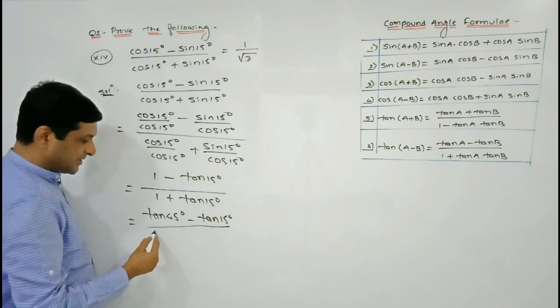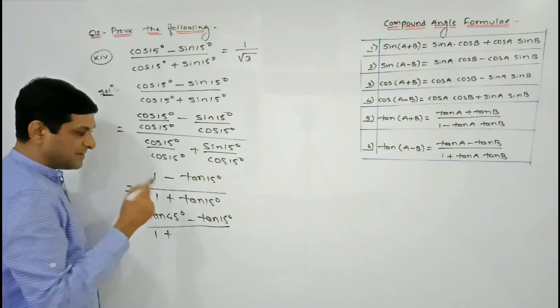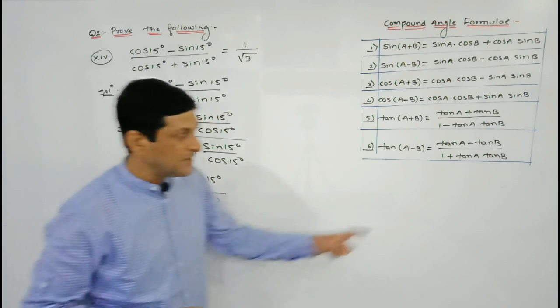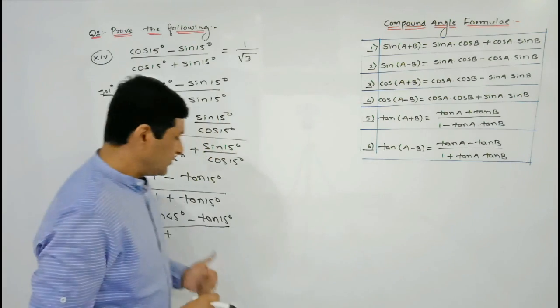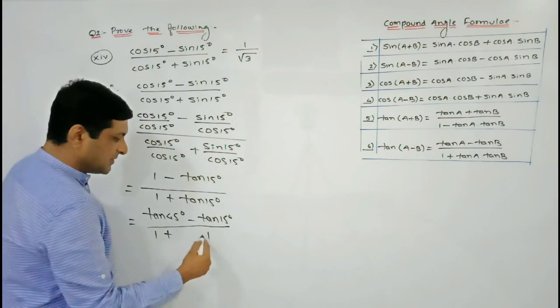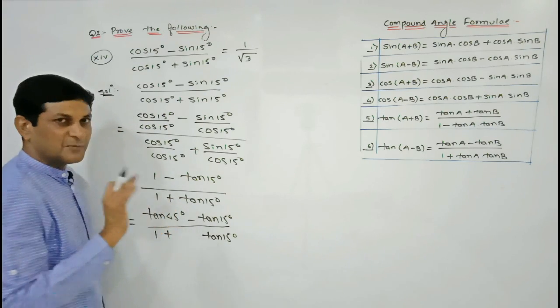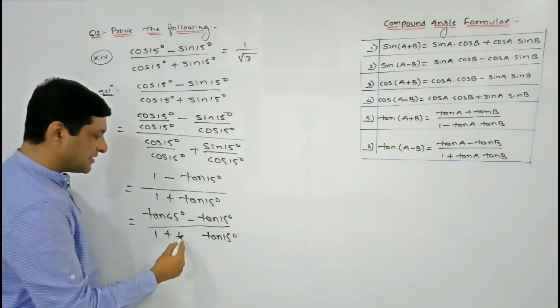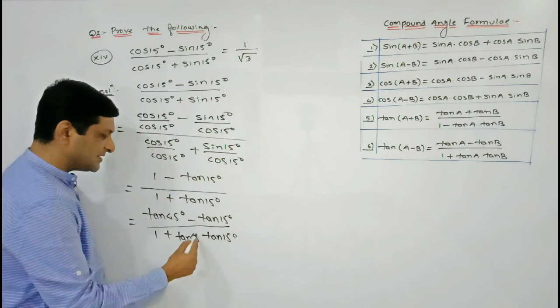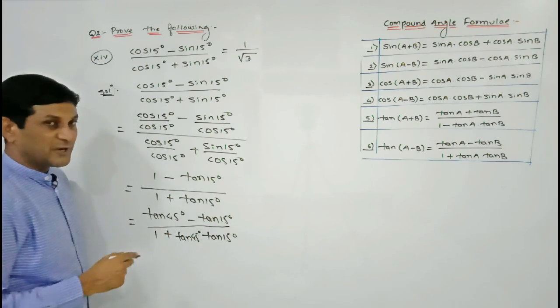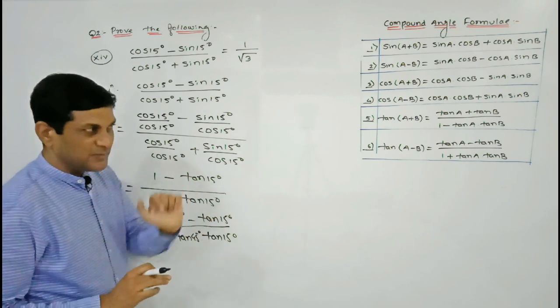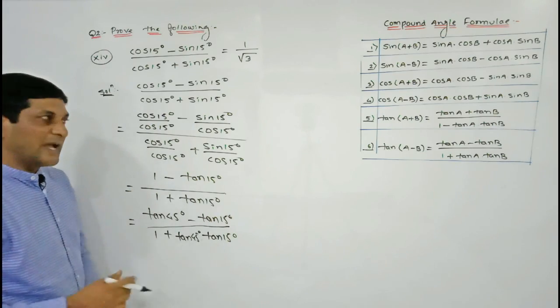In the denominator, observe very carefully. 1 plus, keep it as it is. But what is the second term? Tan A into tan B. So we are not disturbing tan 15 degrees, but here its coefficient is, nothing is there, means 1 is there, and 1 can be written as tan 45 degrees. Why are we writing 1 as tan 45? Just we are trying to arrange the terms in the form of that compound angle formula.